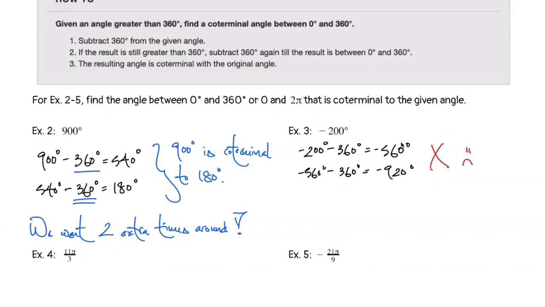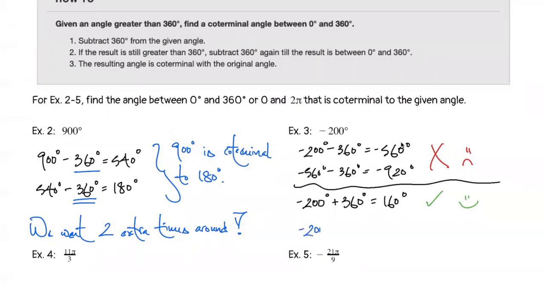So we want to get to a number between 0 and 360, right? And so I think Dallas's intuition is actually pretty good. If I want to get to a positive number, what if we add 360? If we add 360, we end up with 160 degrees. Is that a number between 0 and 360? And I think we'll all agree that is a number between 0 and 360. So we found out that, let me write this in blue, negative 200 degrees is coterminal to 160 degrees.